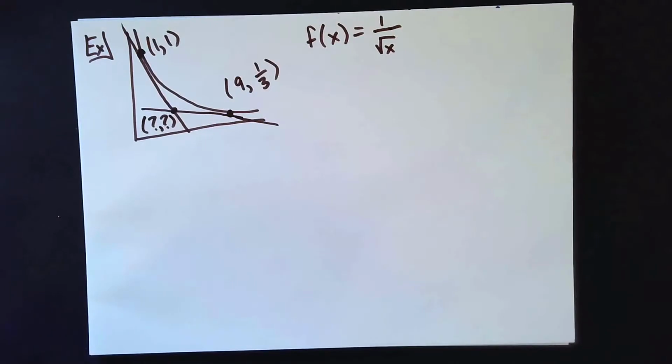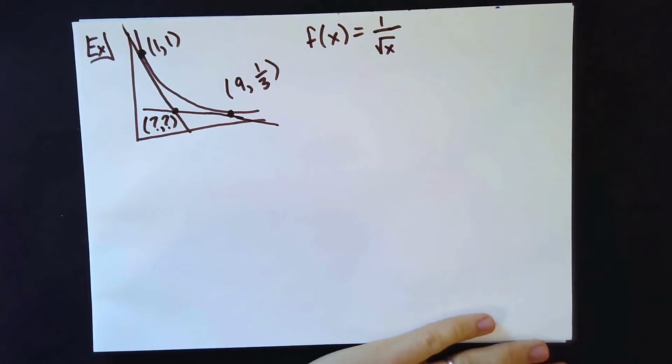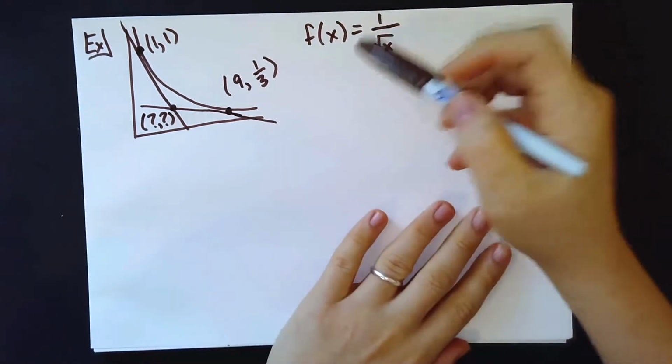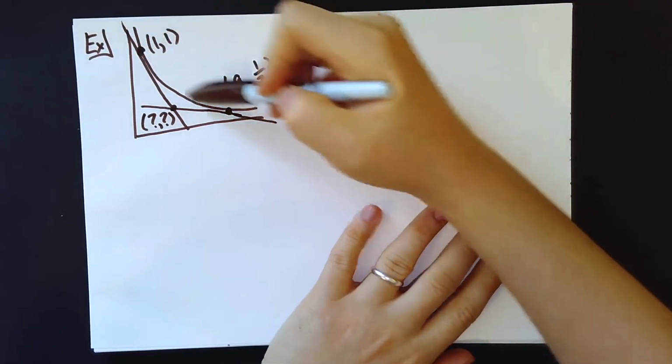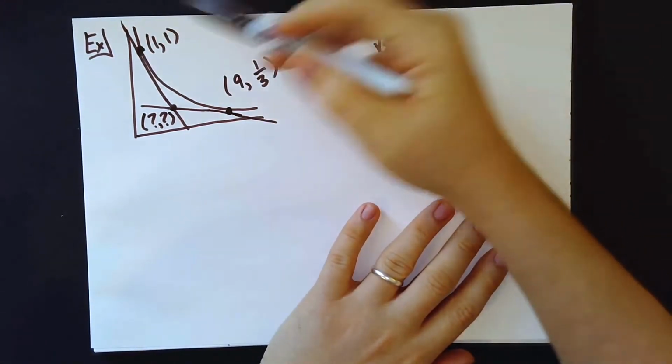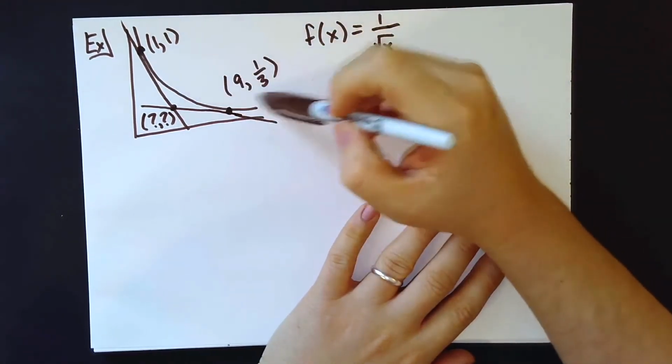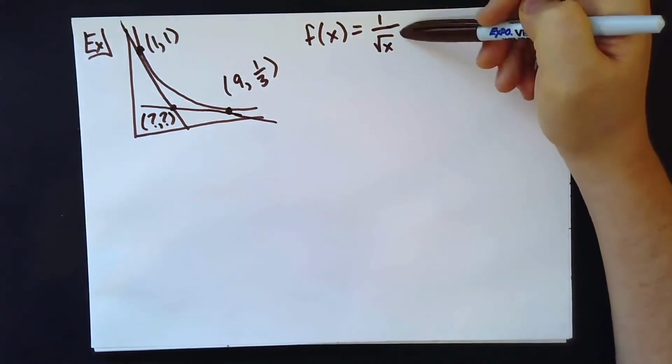Okay, so there's one more type of question that shows up in this section. This type of question is going to come with a graph. Namely, I've got here a graph of a function, 1 over square root of x. That's my f of x. That's this curve. I've picked 2 points on here, (1, 1) and (9, 1/3). Those are both really on the graph.